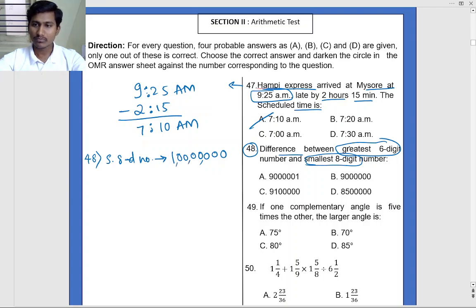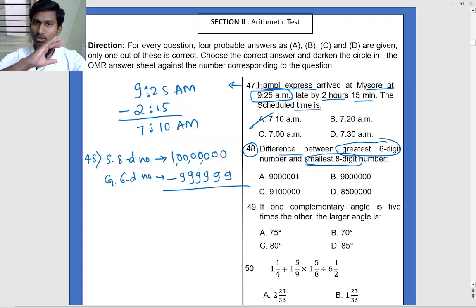Next is the greatest 6-digit number. For greatest we have to repeat 9, six times. So I will write 6 nines. Now 9 minus 0, we cannot do that, so carry forward. I hope you already know subtraction with borrowing, so I will go directly. 10 minus 9 is how much? 1.